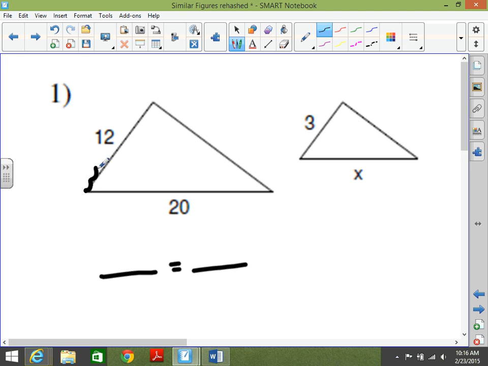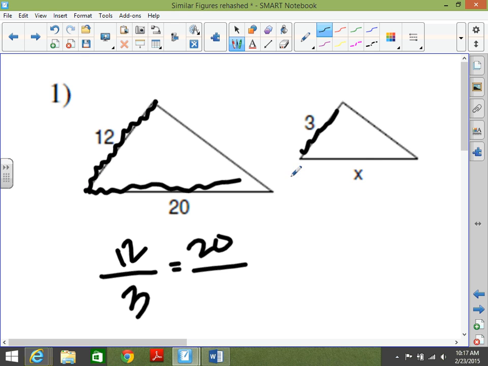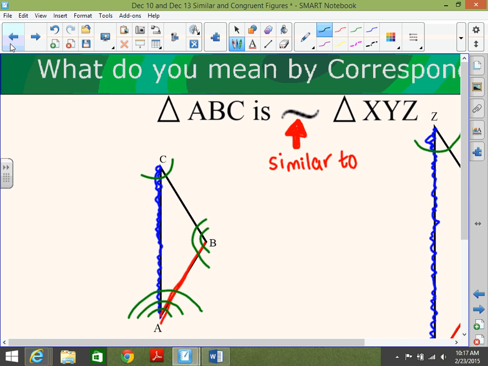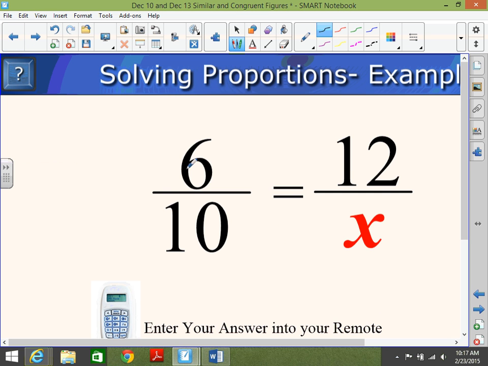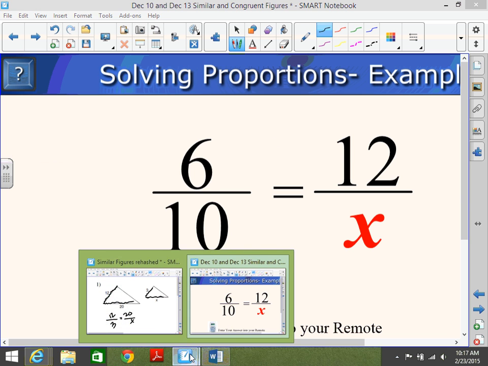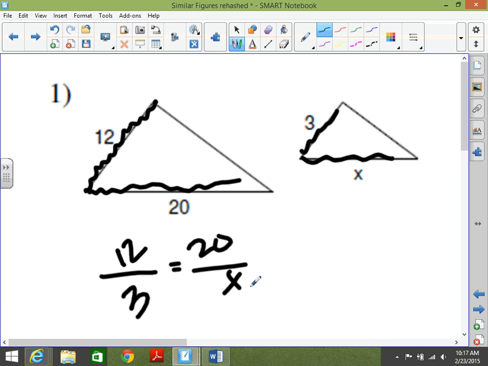Okay, so let's start with 12. What does 12 match with? It goes with 3. So 12 over 3 is equal to 20 over X. And now you've set up a proportion. So basically what you're doing is you're setting up your own problem like this, using given measurements. Now we're going to multiply and divide, use your calculator, and you get X equals 5.